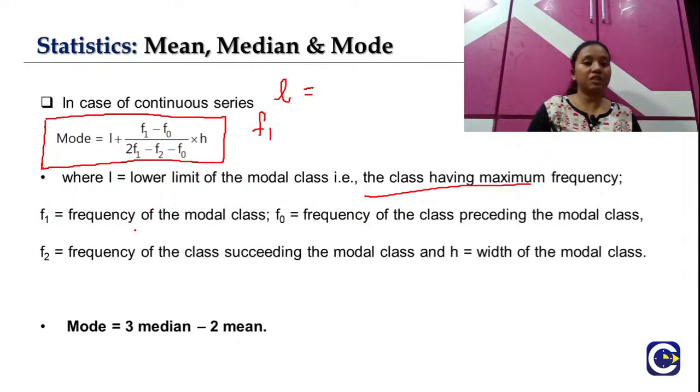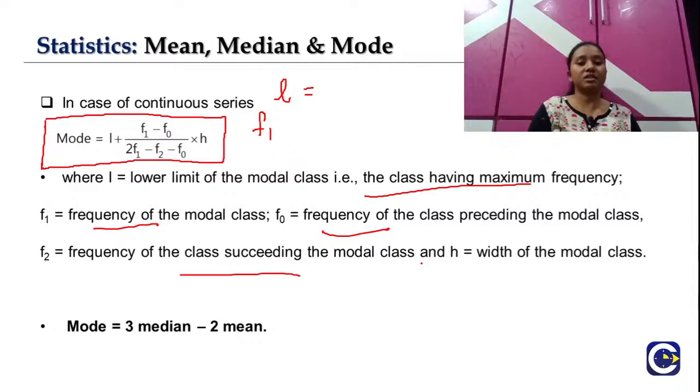So F1 is the frequency of the modal class, directly the frequency of the modal class. Whereas F0 is the frequency of the preceding class, and F2 will be the frequency of the class succeeding the modal class. And H we already know is the width of the modal class. Right. So this is the formula which we'll be using, and what stands for what we have already discussed.